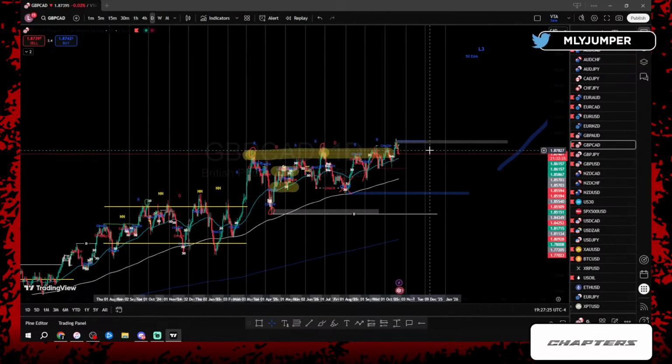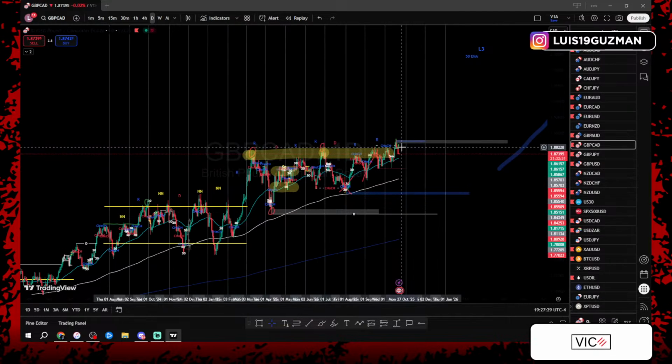And really what we were waiting for was for price to give us a valid break of these highs here, which we did end up getting.